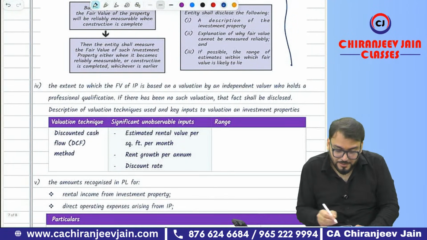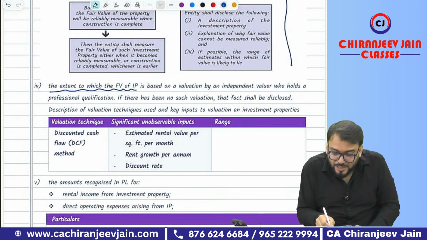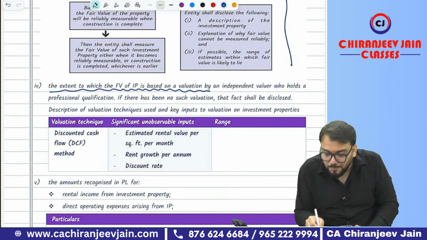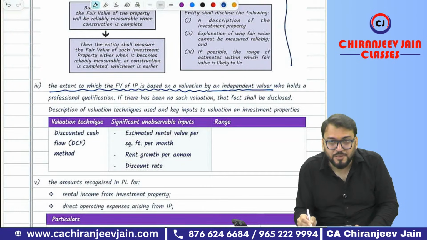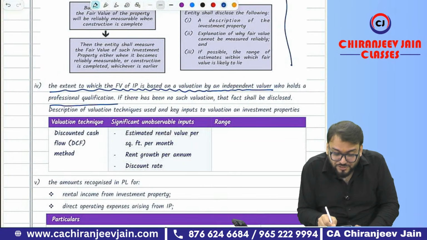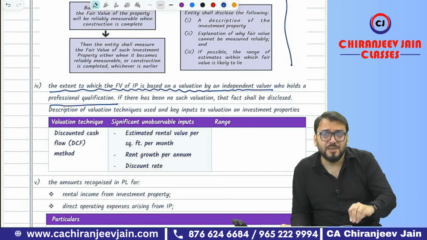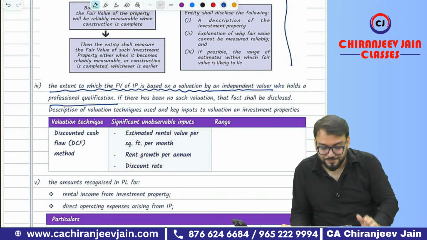This you can read. Then the extent to which the fair value of investment property is based on a valuation by an independent valuer who holds a professional qualification. Means whenever we measure fair value, it should be measured by an independent qualified person.